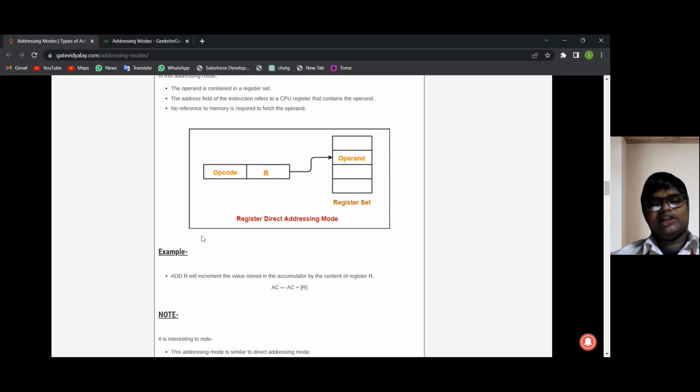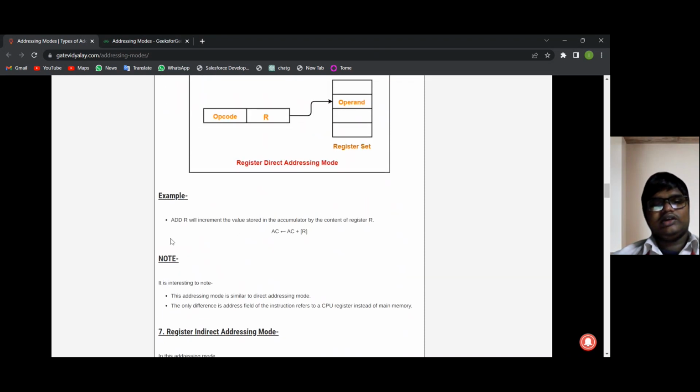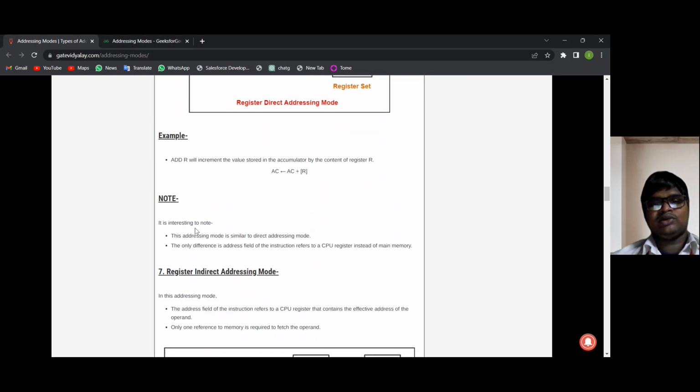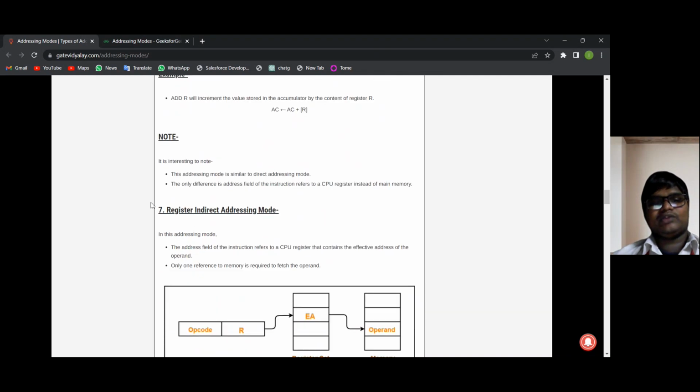Example, add R will increment the value stored in the accumulator by the content of register R. Note, it is interesting to note this addressing mode is similar to direct addressing mode. The only difference is the addressing field of the instruction refers to the CPU register instead of main memory. Next, register indirect addressing mode.